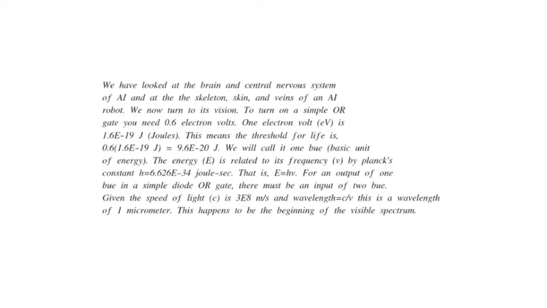The energy E is related to its frequency V by Planck's constant h, which equals 6.626 times 10 to the minus 34 joule seconds. That is, E equals hV. For an output of 1 BUE, basic unit of energy, in a simple diode OR gate, there must be an input of 2 BUE. So, given the speed of light, c, is 3 times 10 to the 8 meters per second, and wavelength equals c over V, this is a wavelength of 1 micrometer. This happens to be the beginning of the visible spectrum.